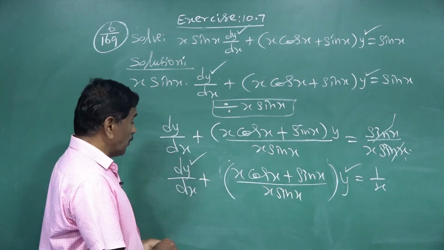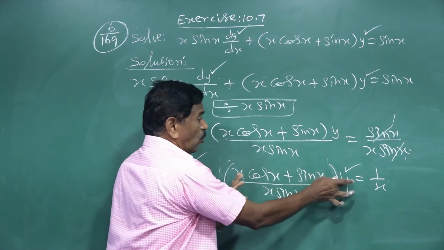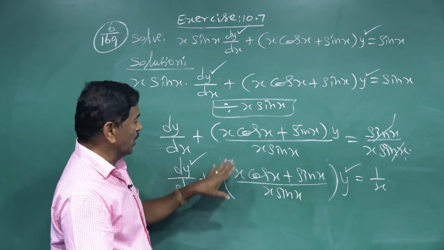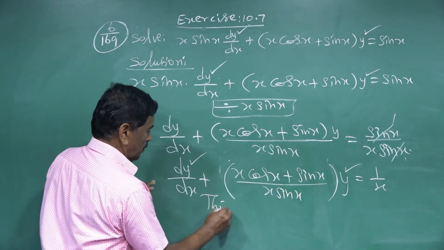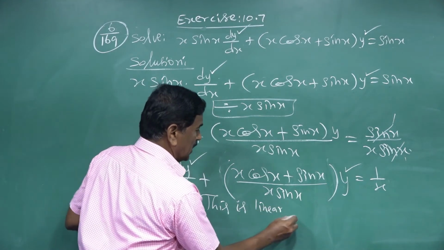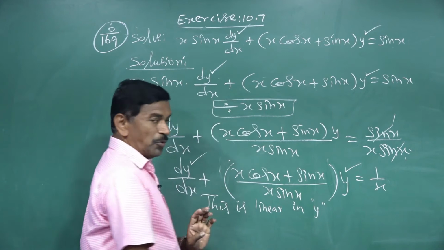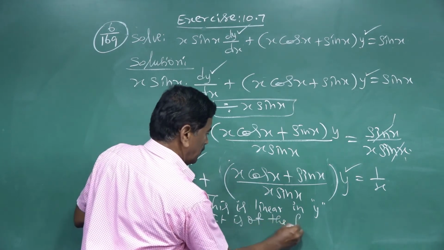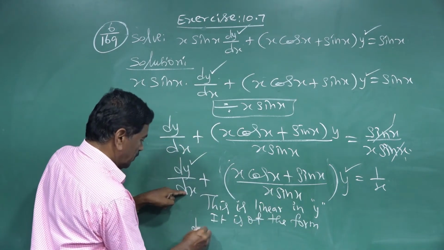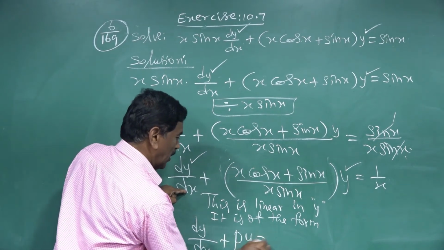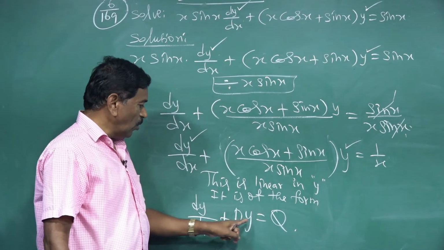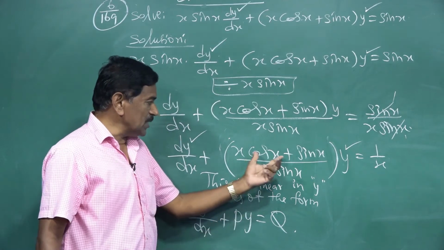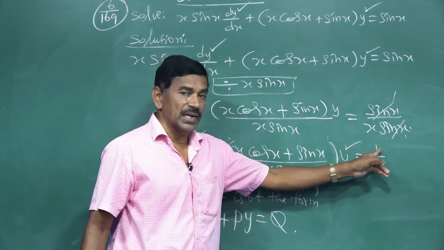Now it is of the form dy by dx plus Py equals Q. Here the y coefficient is fully considered as P. This is linear in y, of the form dy by dx plus Py equal to Q. Here capital P is the bracket fully, which is the y coefficient, and the right hand side Q is equal to 1 by x.